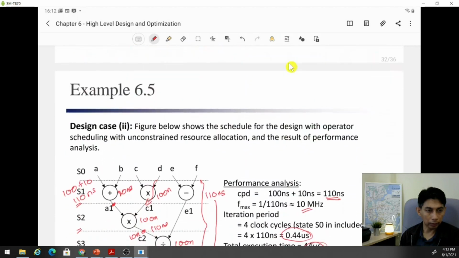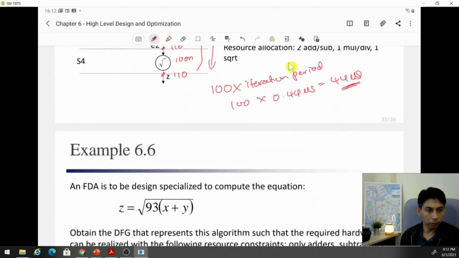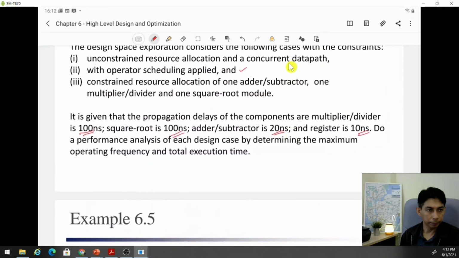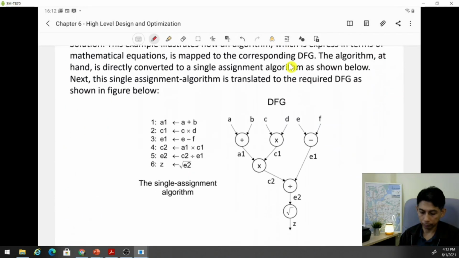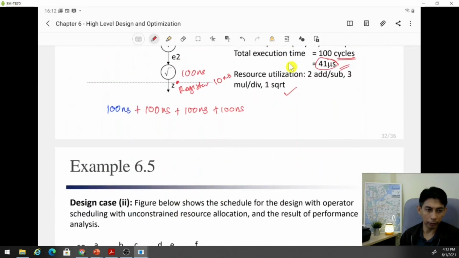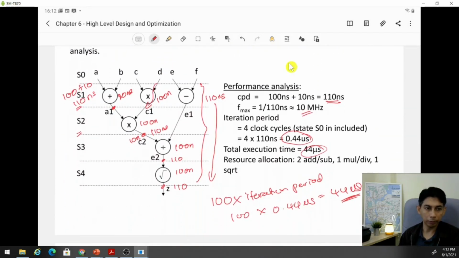Okay, so this is case 2. What about case 3? Considering resource allocation for one adder subtractor, one multiplier, divider, and one square root module. So this is easy. You can do that already, actually. How to do that? All right. Before this, in case two, we have two adder subtractors. Now we want to have only one adder subtractor. So how to do that?